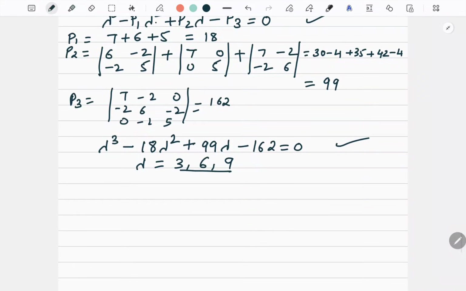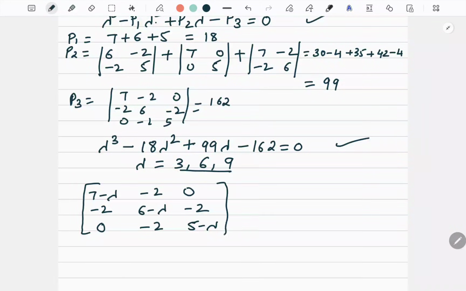Now once you have the eigenvalues, you have to work on the eigenvector, which you have to observe very carefully because here students make silly mistakes. It's very easy but silly mistakes happen. So for that, what you have to write: the matrix with 7 minus lambda, minus 2, 0, minus 2, 6 minus lambda, minus 2, 0, minus 2, 5 minus lambda, times X, Y, Z, is equal to 0, 0, 0. This is my standard equation.